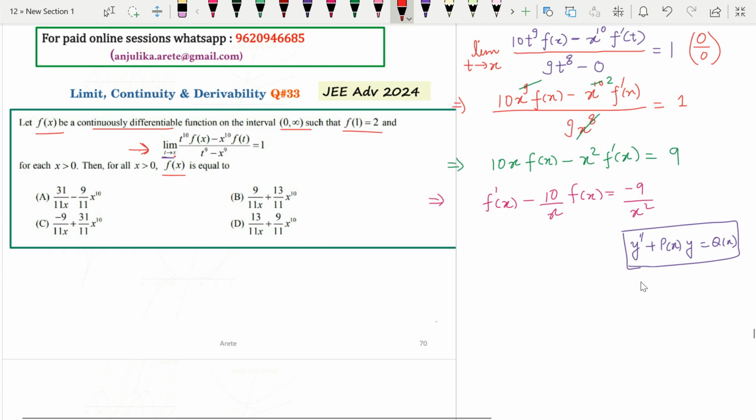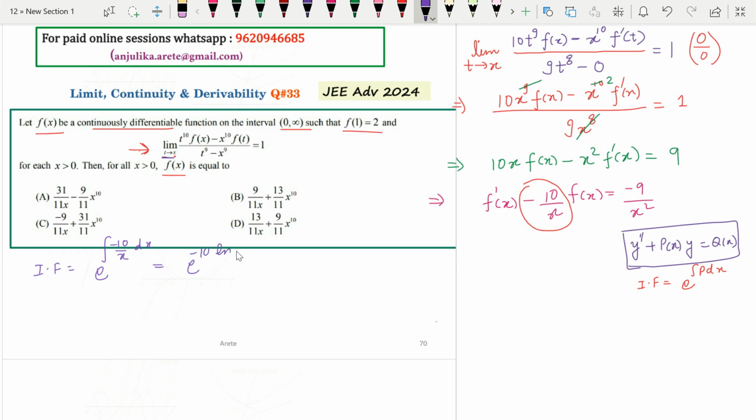How? You figure out what's the integrating factor. E to the power integral p dx. That's your integrating factor. What is p here? In my case, this is my p. So get going. Integrating factor for me is e to the power integral minus 10 by x dx. Solve it. This is minus 10 log x. What is that? Log 1 upon x to the power 10. Exponential and log are inverse of each other. So this is finally your integrating factor.